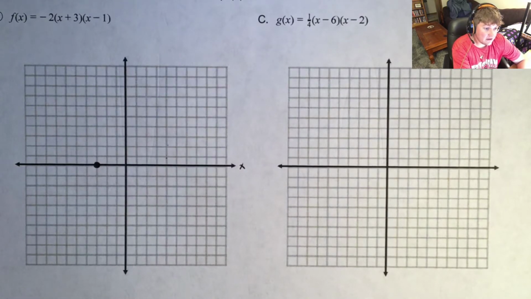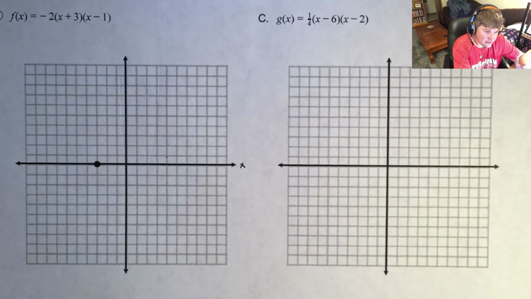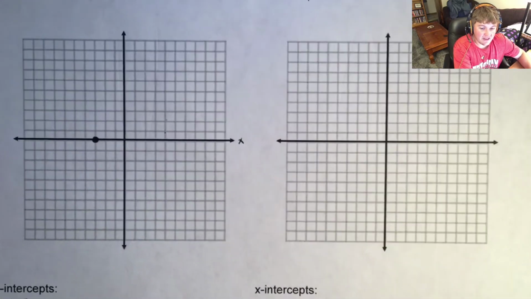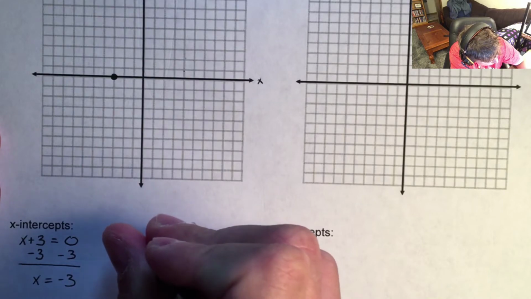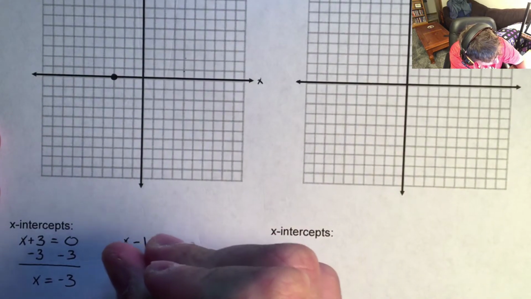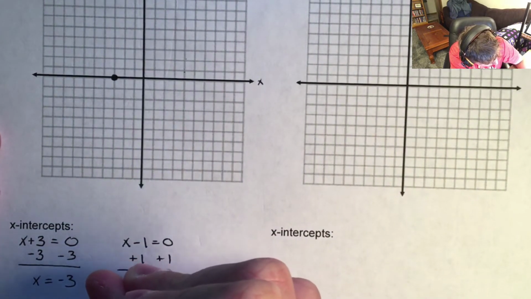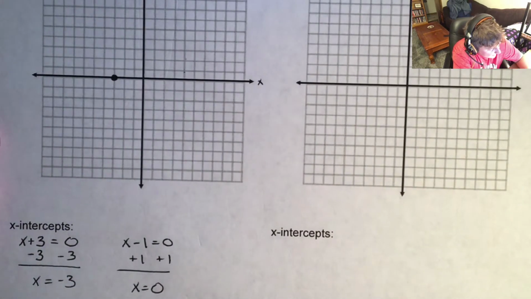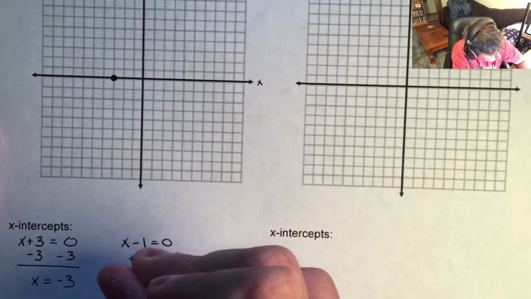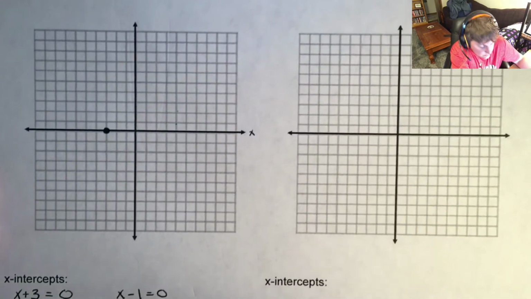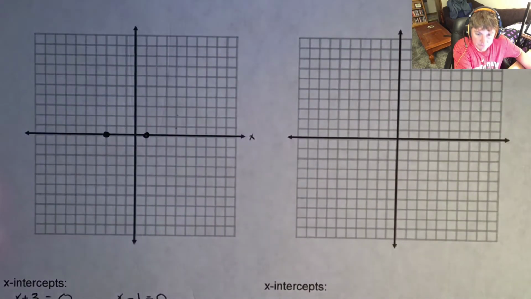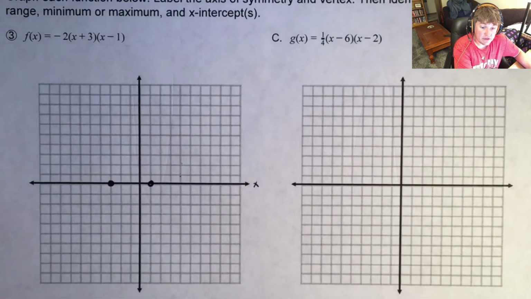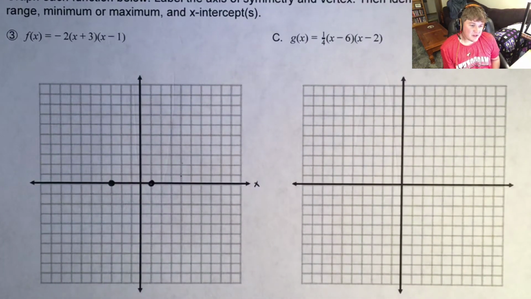So what is going to be the next one? Well, the next one, because there's going to be 2. More times than not, there's going to be 2. You're going to take the other factor, x minus 1, and set it equal to 0. You're going to add 1, and you're going to get x is equal to 1, sorry, not 0. X is equal to 1, and that's right here. Okay, so there's my 2 intercepts.